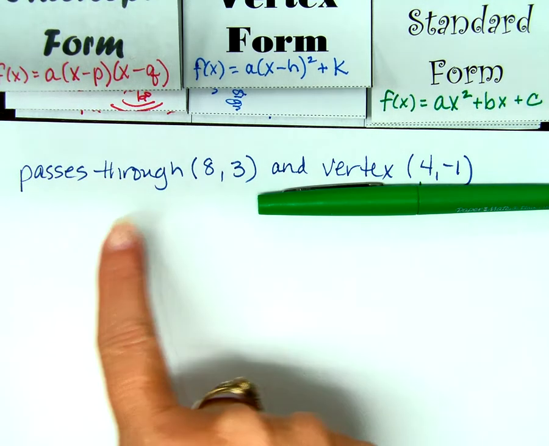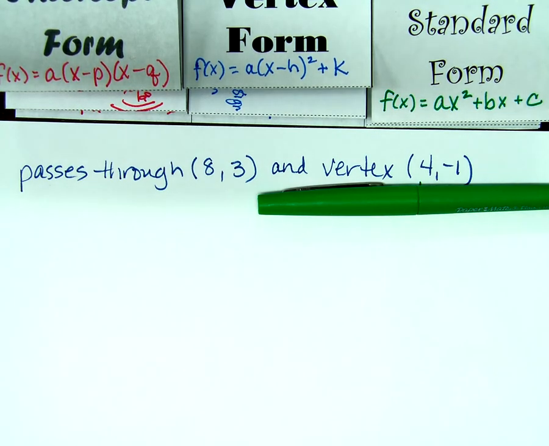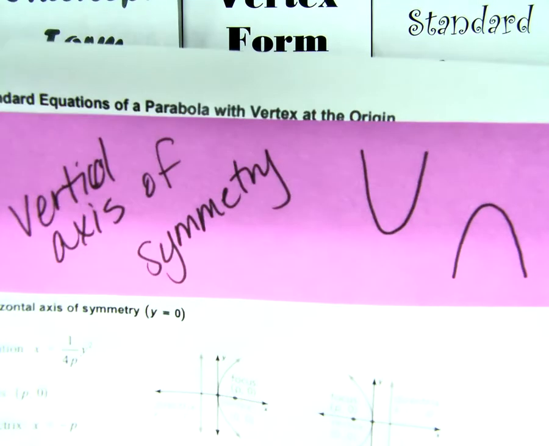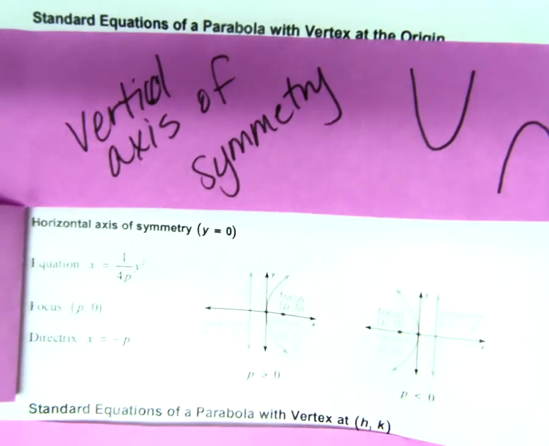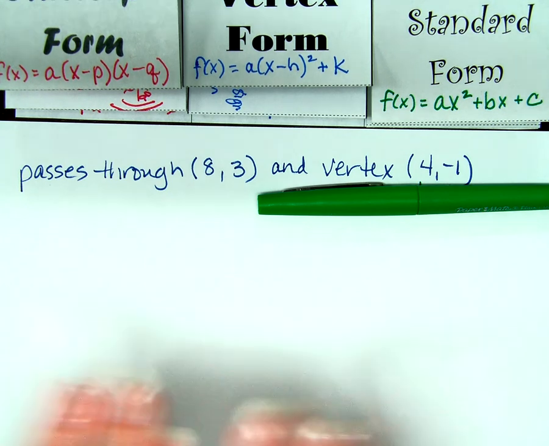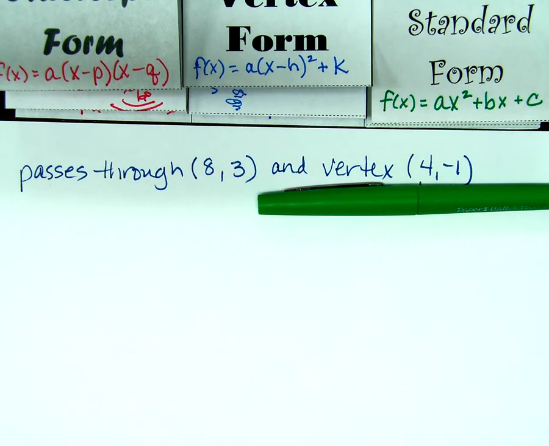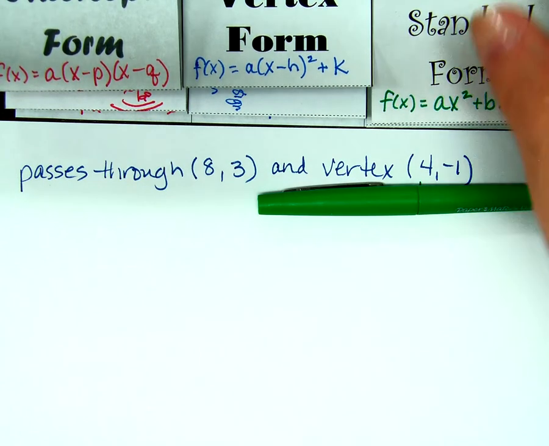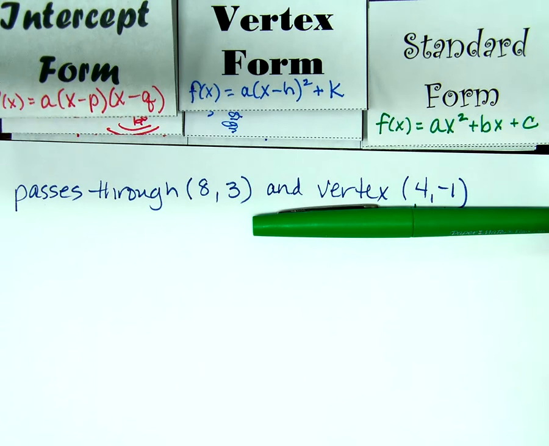So today a problem that we start with looks like this. It passes through the point (8, 3) and has a vertex of (4, -1). Is this foldable with our focus and directrix something that we might use? No, it doesn't tell us anything about a focus or a directrix, does it? It just says we know where the vertex is and we know it passes through the point (8, 3), right? Which one of these equations do you think might be most useful today for this problem?